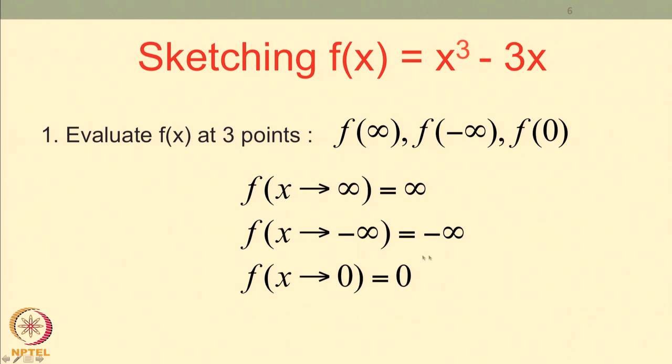When x is 0, the function will be 0. When x is infinity, the function is infinity. When x is minus infinity, the function will tend to minus infinity. When x tends to 0, the function will be 0. So, these are the limits that we have. So, we know the starting points and ending points.